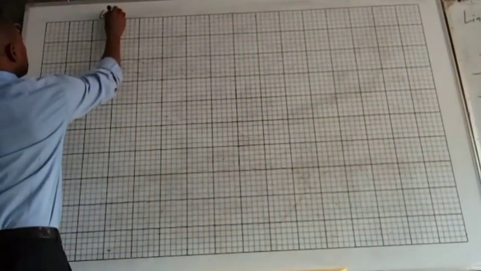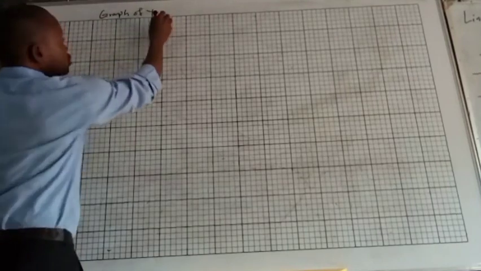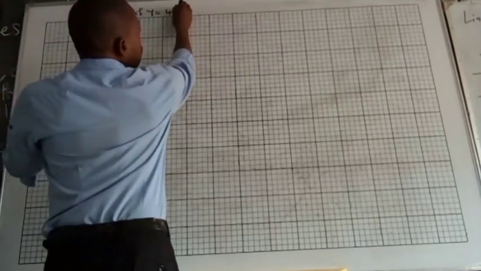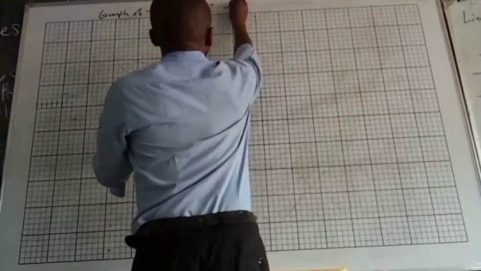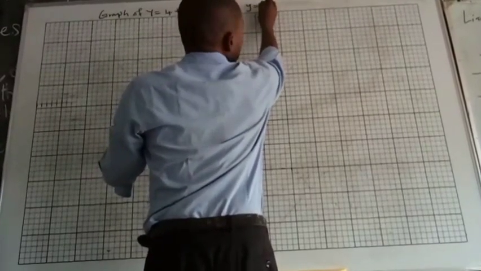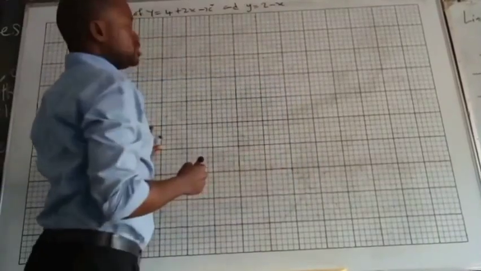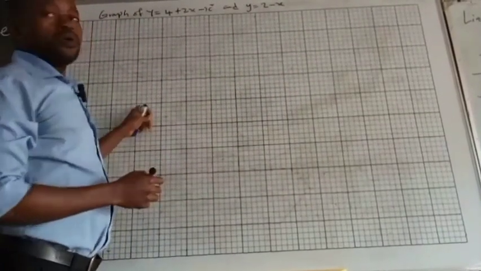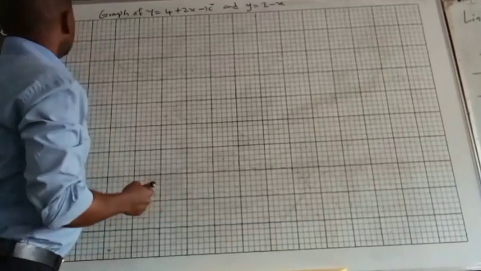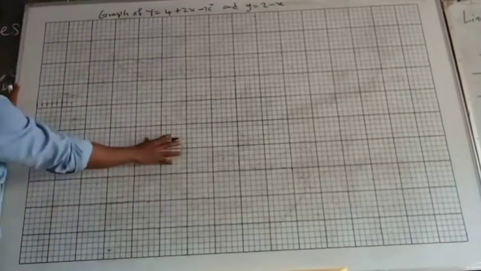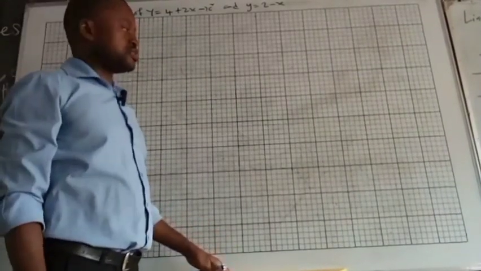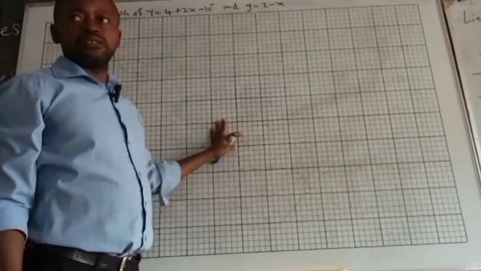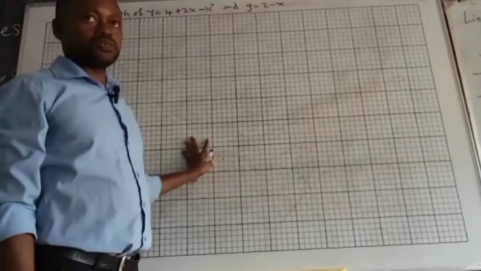5. Graph of y equals 4 plus 2x minus x squared, and the linear one is y equals 2 minus x. So these are the two things we are going to put in this graph. And then the next thing we do is to graduate this graph. That is to define the x and y axis so that we can get the coordinates of the points we are going to plot.